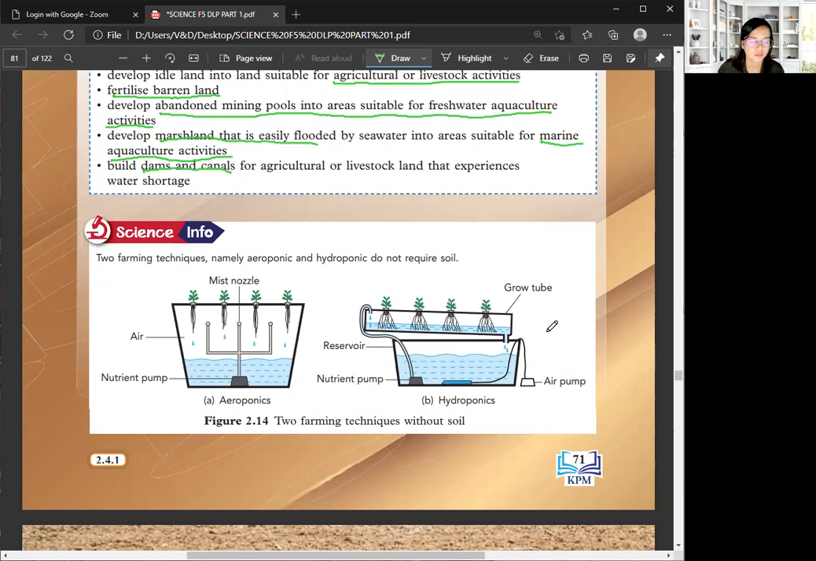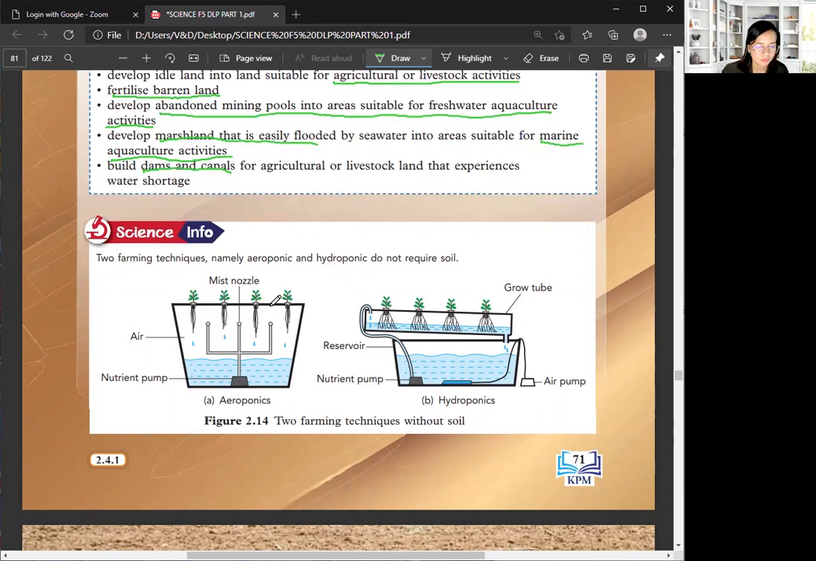Okay. Let's look at this science info. Now there are two farming techniques. The first one is known as aeroponics, and the second one is hydroponics. Now both of these, aeroponics and hydroponics, use water. Instead of using soil, they use water. Now this can actually decrease the use of land and use more water to grow the plant.